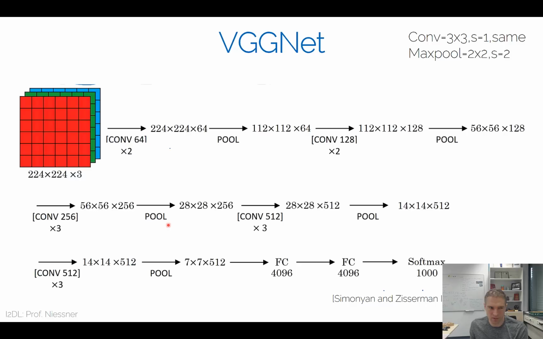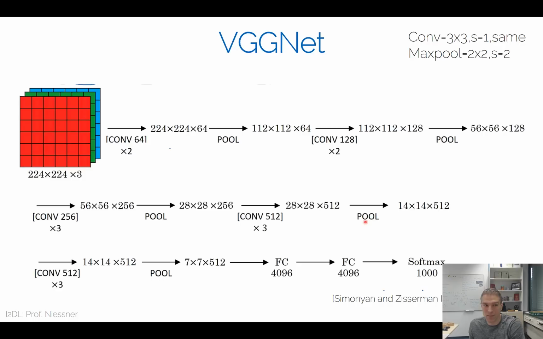Now you're going to 28 times 28 times 256. Then you're increasing the feature dimensionality even more. You're going to 512 convolutions. You're running it three times, so conv, conv, conv. You're having a 28 times 28 times 512 feature map. And you see already the spatial resolution is pretty low, feature dimensionality pretty high. And then you're running another pooling here.